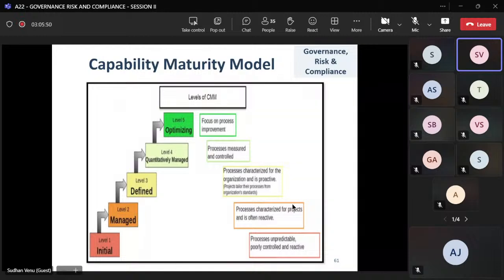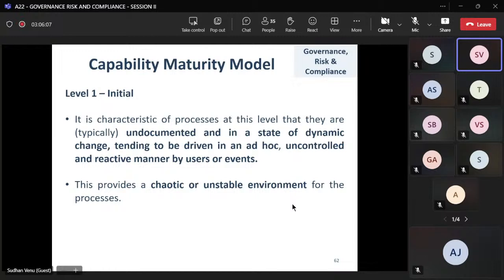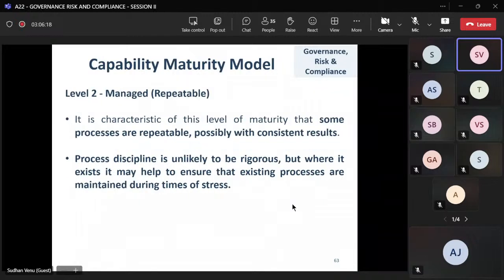And quantitatively managed means the process is measured and controlled. Optimizing means a focus on process improvement. And this is the key thing in terms of the 5 levels. The first is the initial level, which is undocumented and in a state of dynamic change, tending to be driven in an ad hoc, uncontrolled, and reactive manner by users. And level two is managed, and that is a repeatable one.